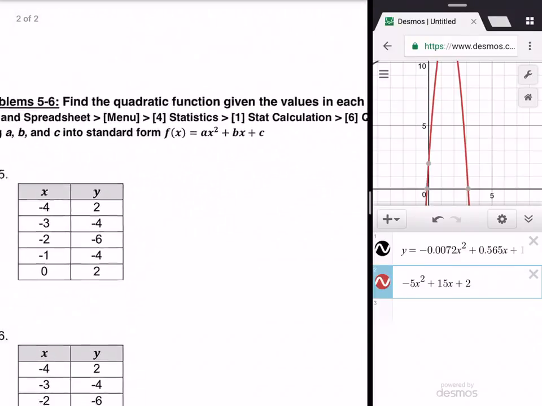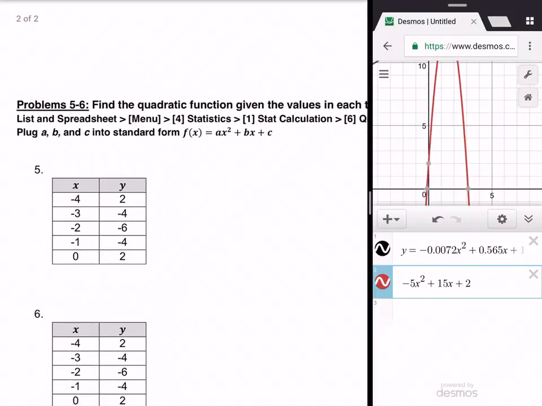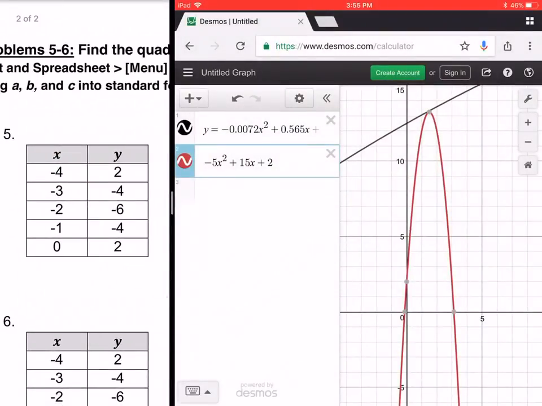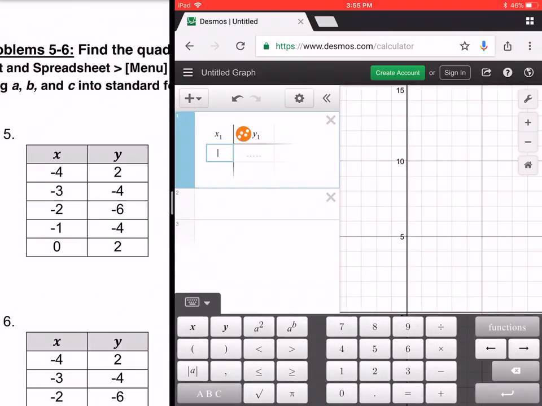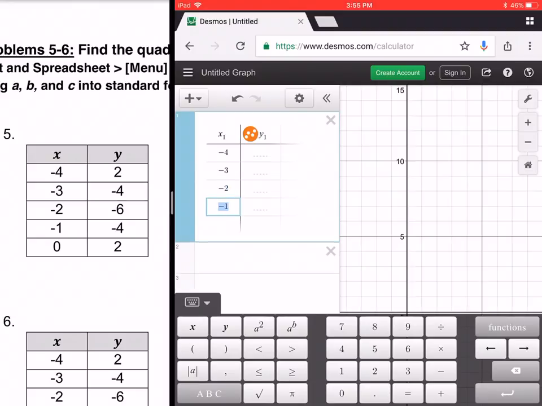And look at these other problems. What if I give you a table? How do you find the quadratic function if I give you a table? Well, Desmos actually puts the table and graphs it for you as well. Or you can grab the linear regression, right? I'm going to show you how. So I'm going to click the plus sign, go to table, and let's put in our values. So -4. All right, let's get the next one, -3. And notice how it even fills it in for you. It starts noticing the pattern, right? 0, okay, and then go over here, 2, -4, -6, -4, and 2.